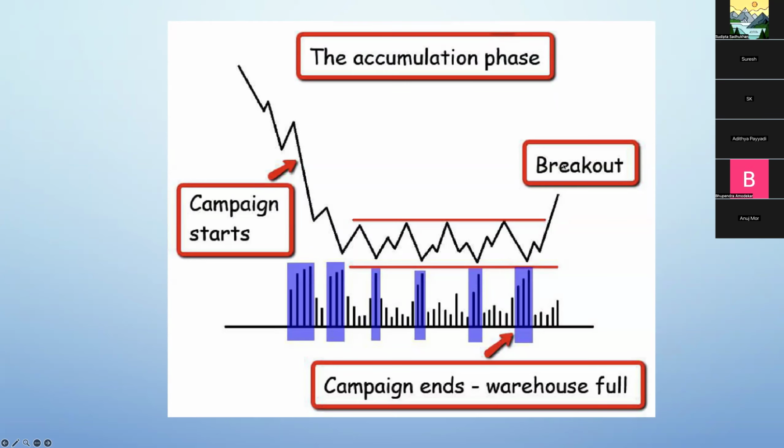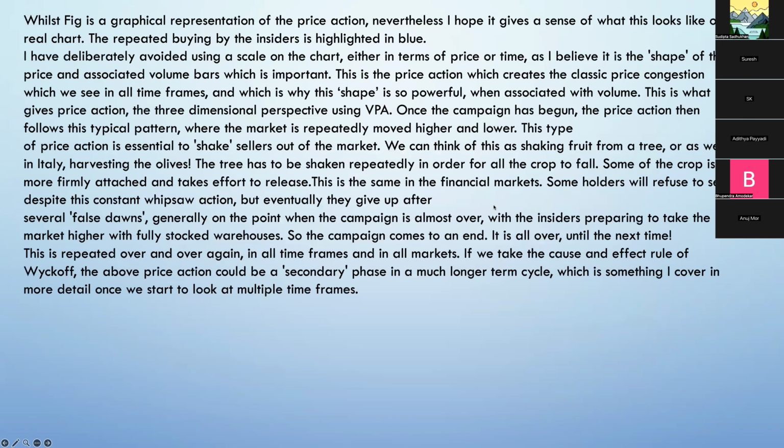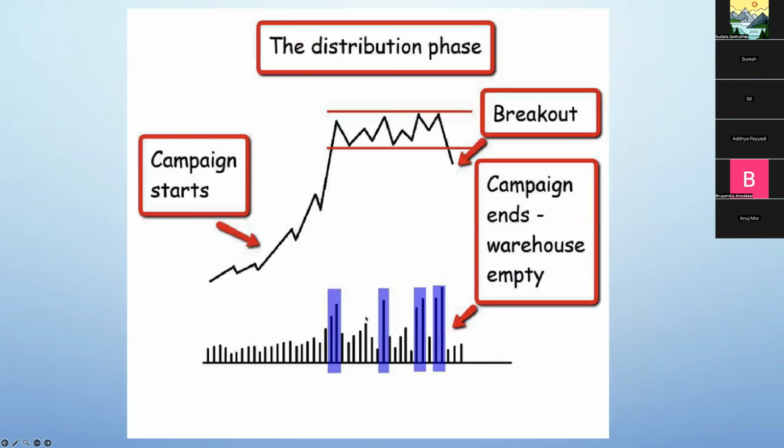If you are looking for a long-term investment, add it here, wait for some time, then breakout. You can add further once it breaks out, and then you will just ride the momentum. This is the accumulation phase. I have captured some of this from different books, so you can go through that. Now this is the distribution phase.